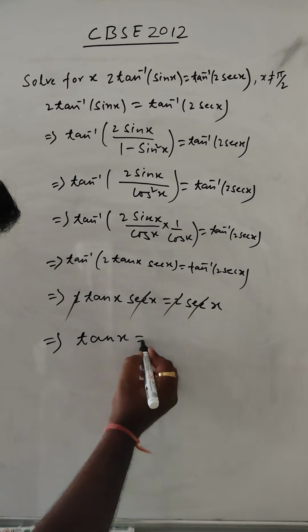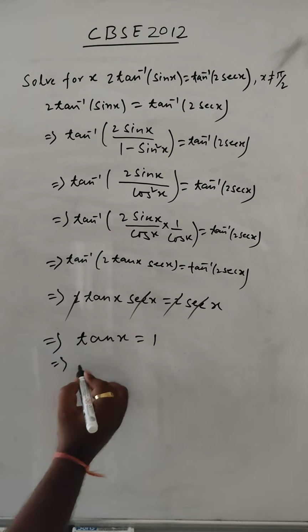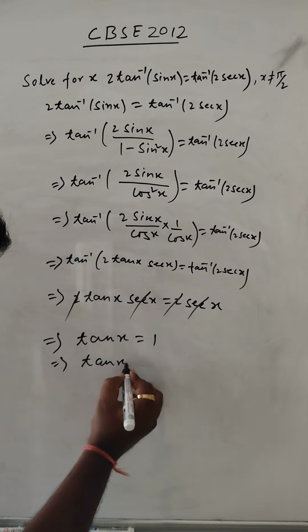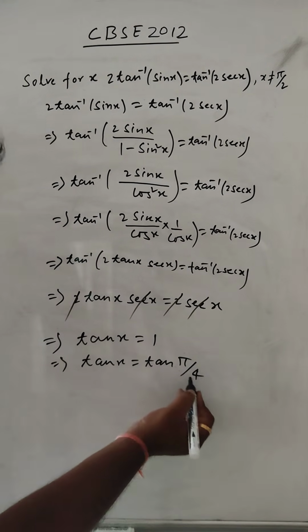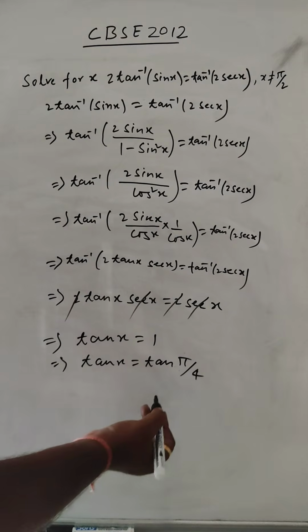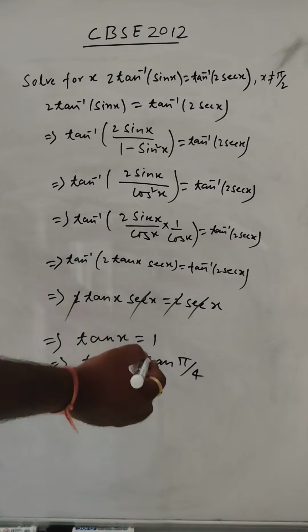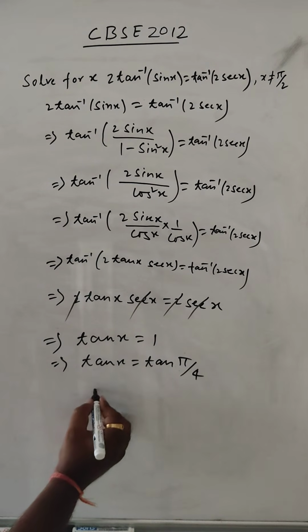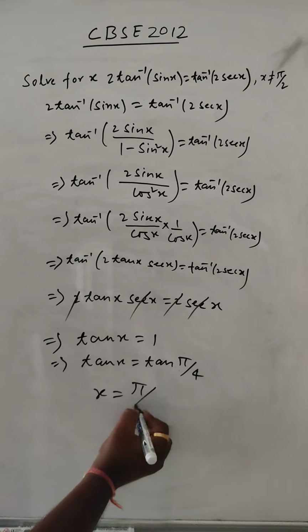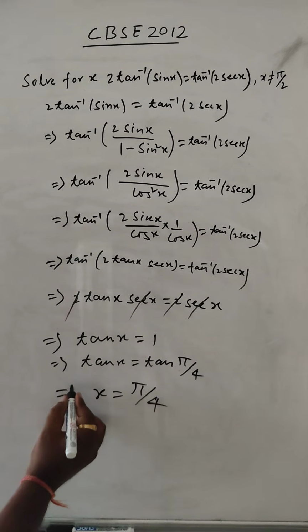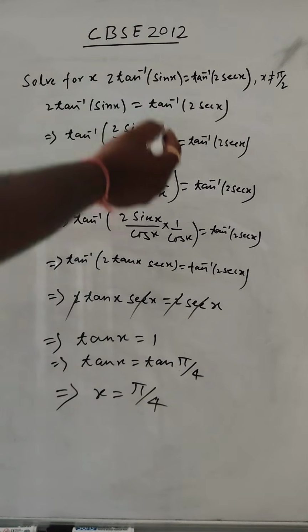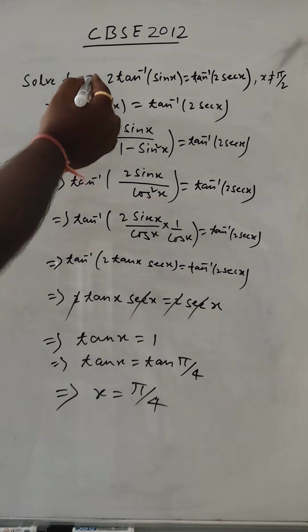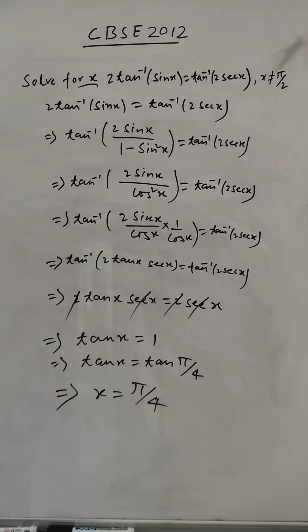Now tan x is equal to 1, then we can write tan x is equal to tan pi by 4. Pi by 4 is 45 degrees, and tan 45 is equal to 1. Then x is equal to pi by 4. So what we have got is the value of x from this problem, pi by 4.